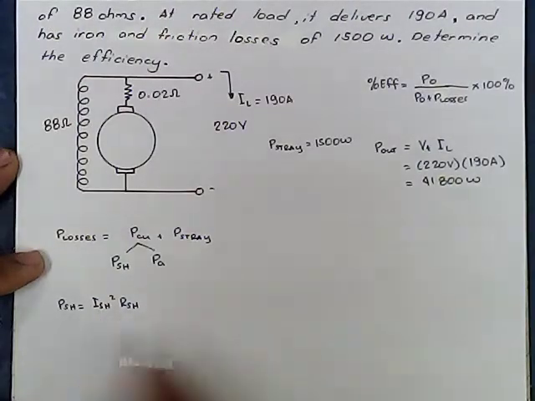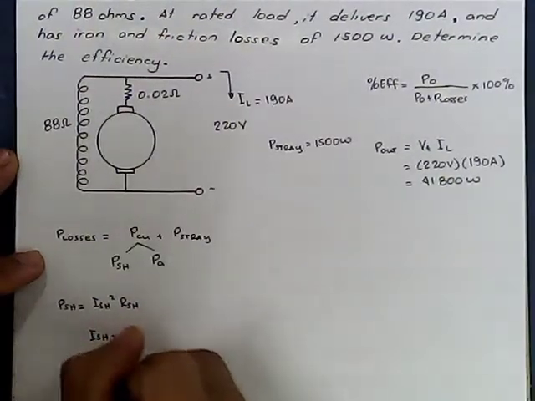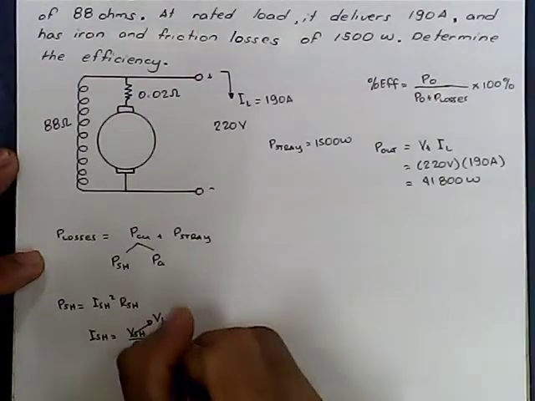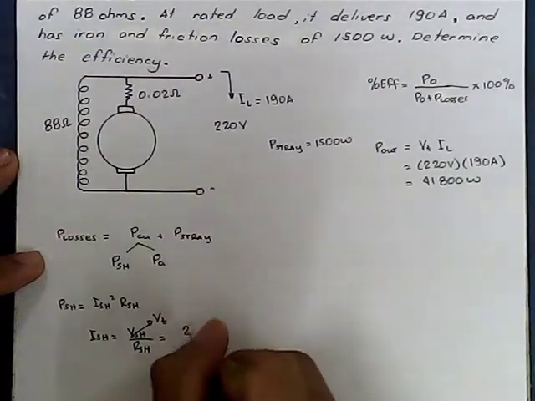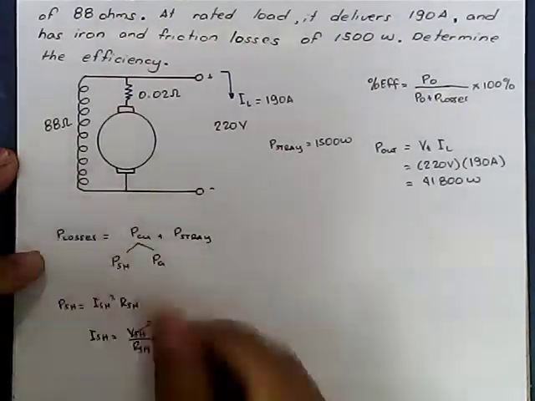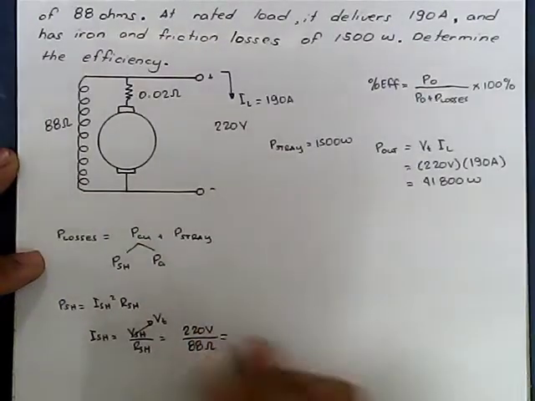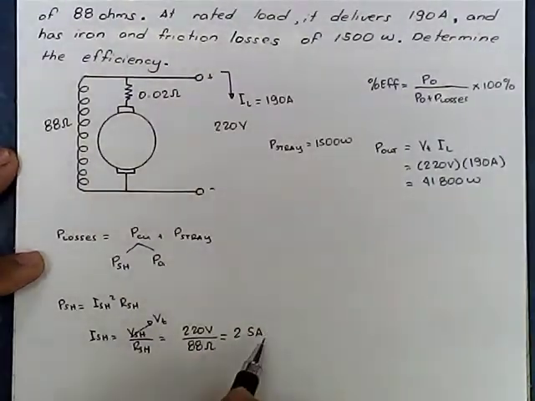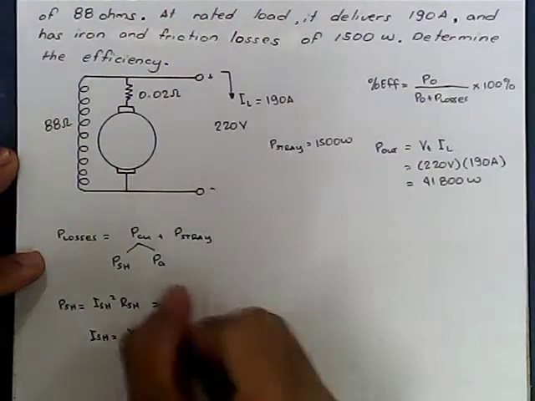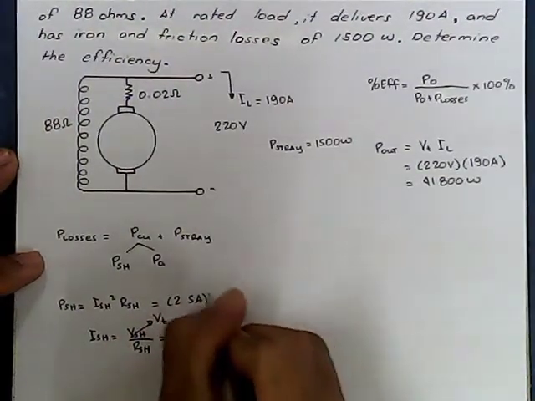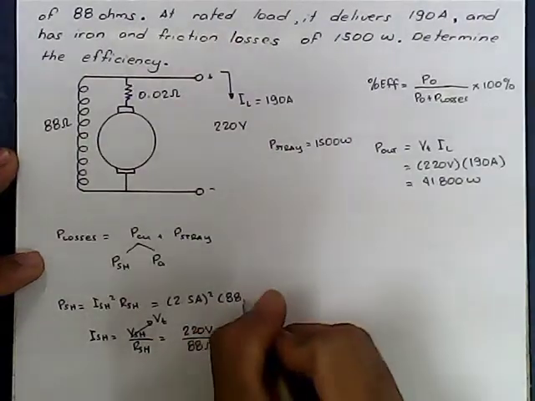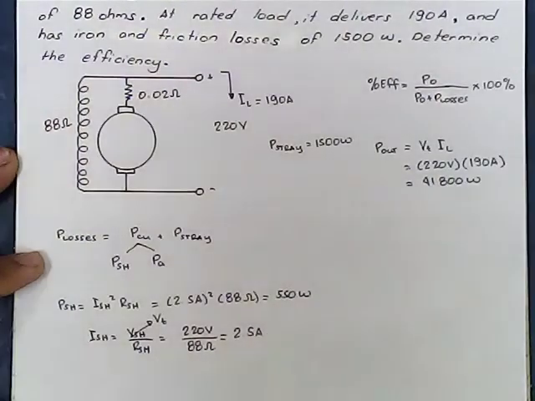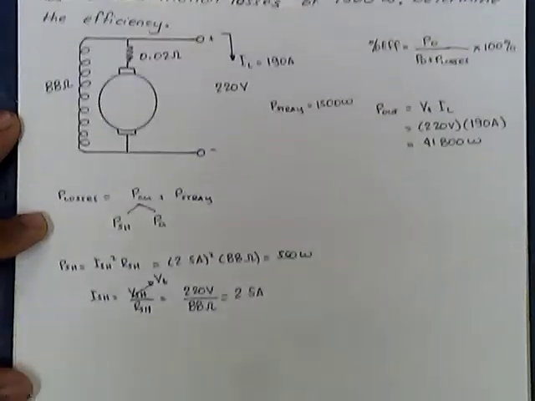Kunin muna natin yung shunt field current. ISH equals VSH over RSH, and this is equivalent to the terminal voltage. Substituting the values, 220 volts divided by 88 ohms. This is 2.5 amperes. Na pwede na nating i-substitute dito. We have 2.5 amperes squared times 88 ohms. This is 550 watts.